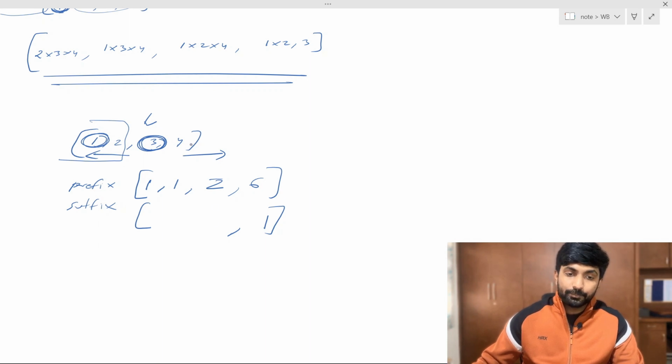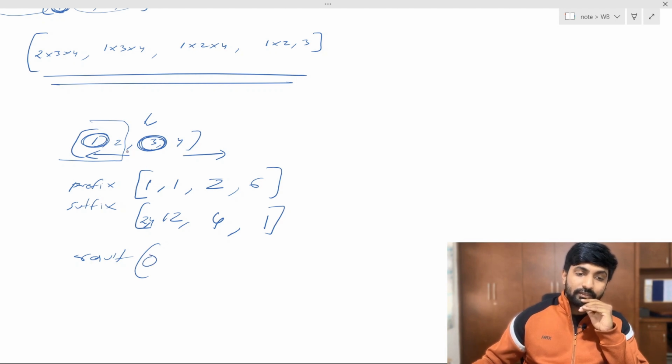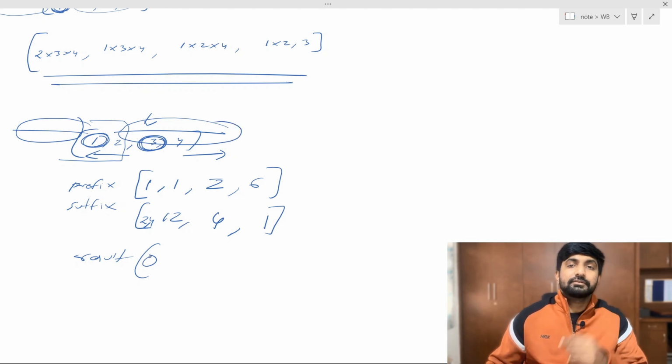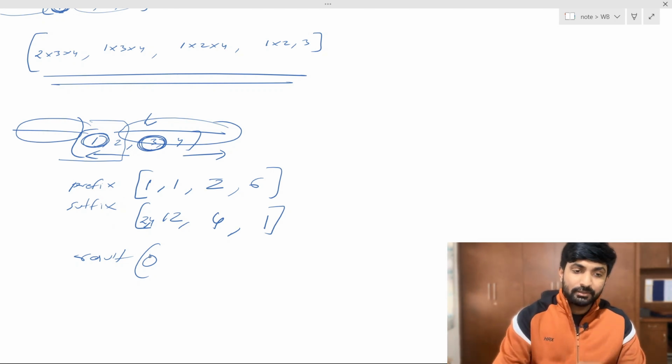For 3, it is 4. 4 into 1, which is 4. Here 4 into 3, which is 12. Here it is 12 into 2, which is 24. Our result is nothing but, at this element, what is the result? It is nothing but prefix product into suffix product, right, which is 1 into 24, correct? So our prefix has this whole product, our suffix has this whole product, right? Our result is nothing but prefix into suffix, right? Makes sense, right? This is one simple approach.